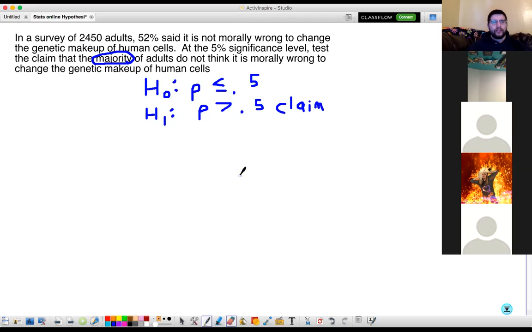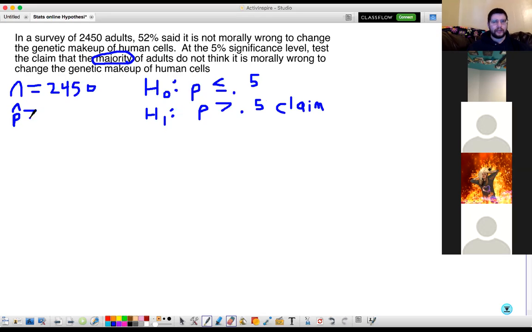In a survey of, okay, so let's write down our information now. In 2,450. So if you can't write down your hypotheses, you are literally screwed for this entire chapter. So make sure you're able to read this and write down if it's P is greater than 0.5, less than 0.5, not equal to 0.5, whatever it may be, and where it goes in the null or the alternative. If you can't do that, you will literally get every single question wrong. So make sure you can do that.